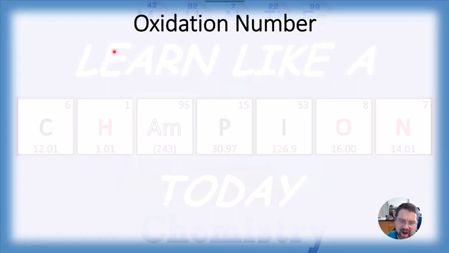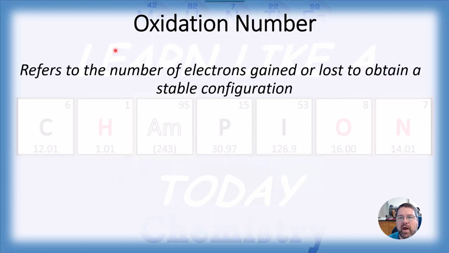When we refer to the oxidation number of an element, what we're really looking at is how many electrons are likely to be gained or lost by an element in order that it might obtain a more stable electron configuration. A lot of times the oxidation number will match up with the charge that we associate with ions that are formed by these elements.